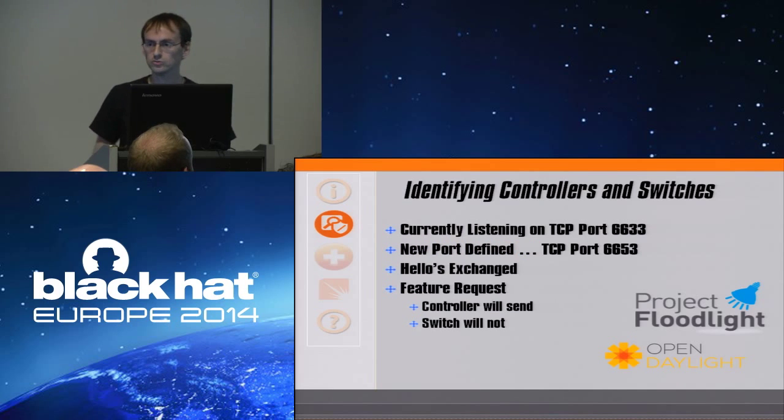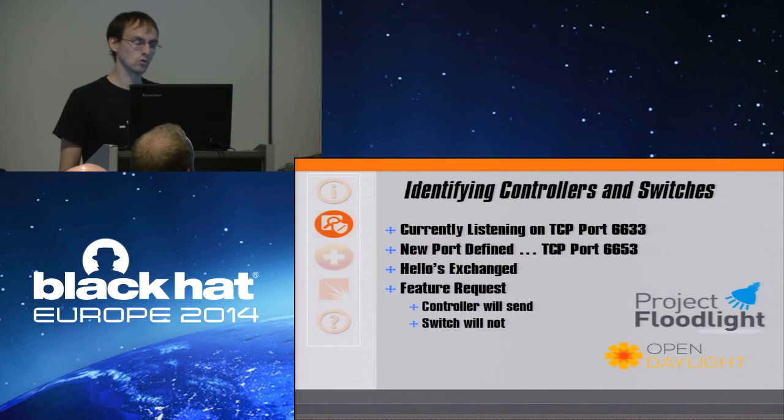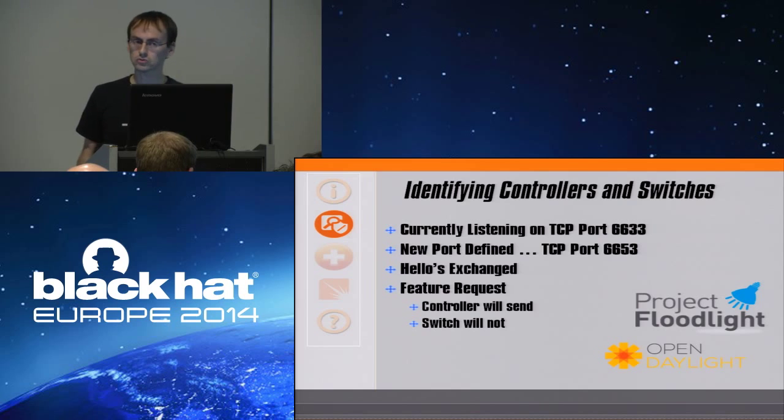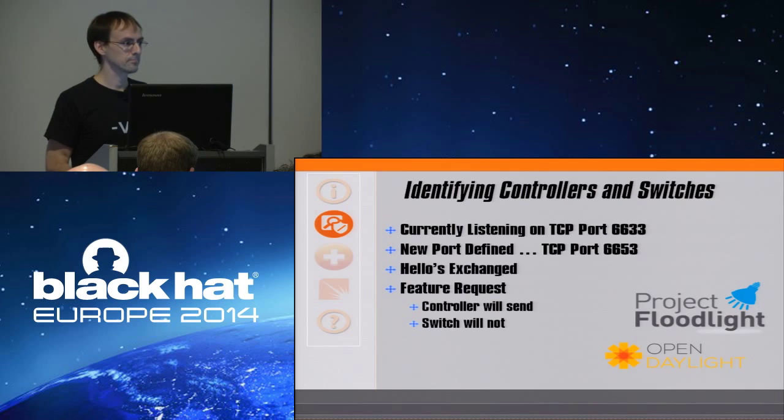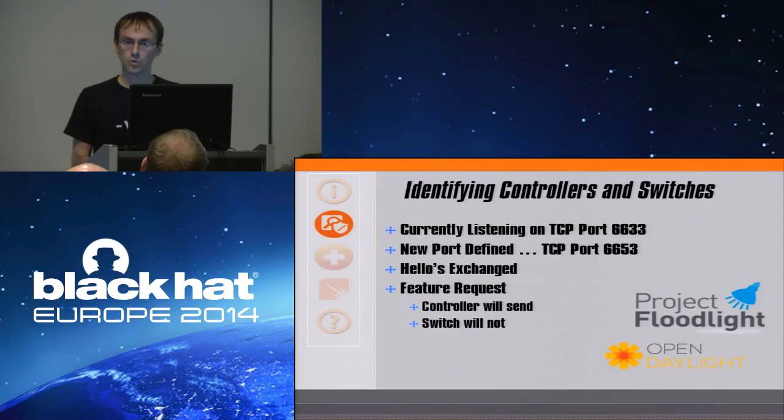Now, before you dig into that network, before you gain control of that network, either directly on a Floodlight-based network or indirectly on an OpenDaylight network, you have to find them. So the OpenFlow-based services are currently listening on TCP port 6633. There's a new port to find, though. It's official now. You can find it on the IANA site. It's 6653. All the tools default to 6633, but they accept an alternate port. So if you have a controller that's on the new port, or they start moving it over with updates, you can point it toward the different port.